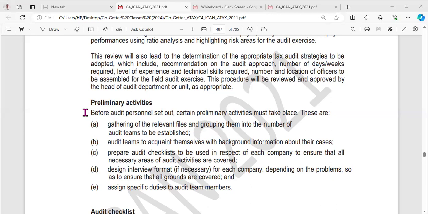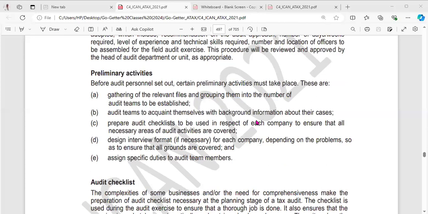Then the audit teams will acquaint themselves with the background information about their cases. So they need to know background information. If it needs them doing research to get this background information, that's fine. Then they will need to prepare audit checklists to ensure that each company or each relevant area of the audit activity will be captured. So as they are doing the audit, they are ticking the checklist to see if everything is being covered. They're going to design interview formats that will be used for the audit. Then they will assign specific duties to the audit team.